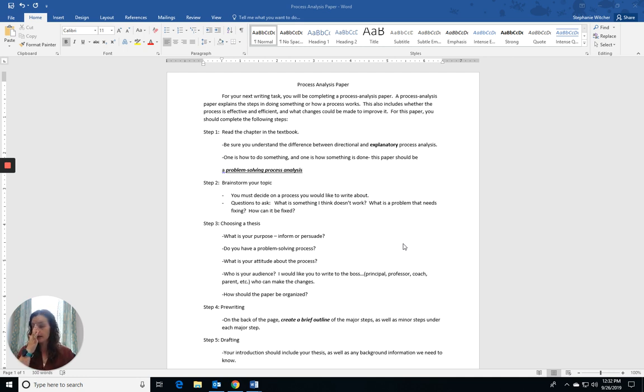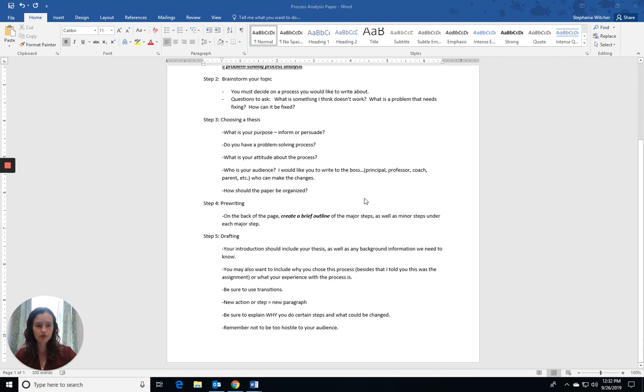Okay. And then you're going to identify what steps you think could be improved. So as you're describing the process to us, you want to also analyze each step of the process. So give us step 1, and then is it effective or not? Okay. So make sure you're doing that as you go throughout the paper, and as you're planning.